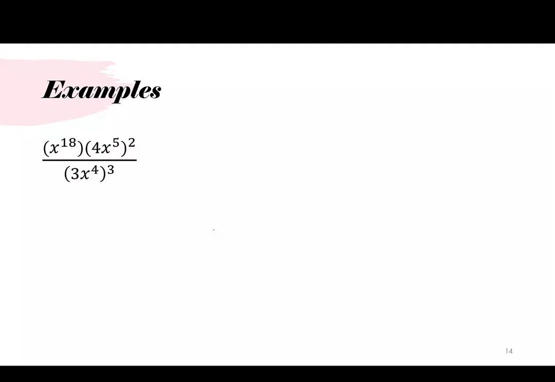Here's a little bit of everything. I have the product rule, I have the quotient rule, I have the power rule. What do we do first? Well, we said parentheses and exponent. So there's a parenthesis around the top, let's say parenthesis around the bottom.